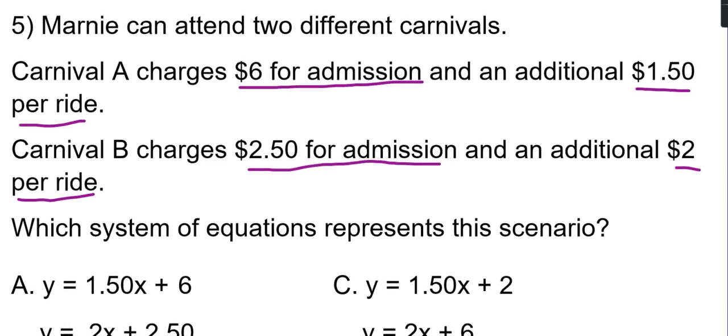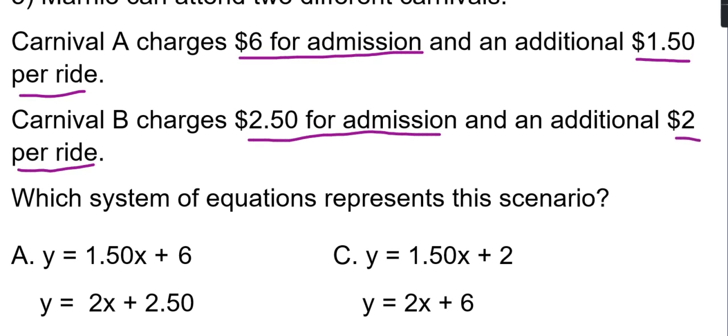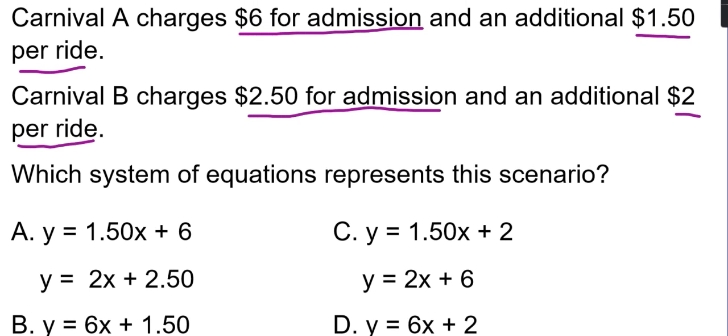So if you notice, these equations are in slope-intercept form. Okay, so we're looking at this as the initial value and the rate of change. So I see 6 and $1.50. I want to make sure that I'm using this correctly. It looks like 6 is admission, so that's something that I spend once, and $1.50 is for each ride.